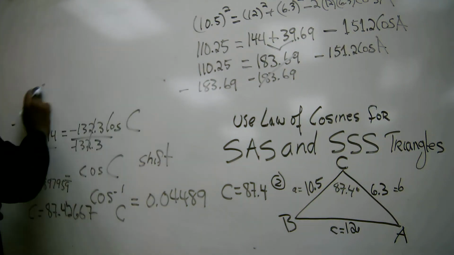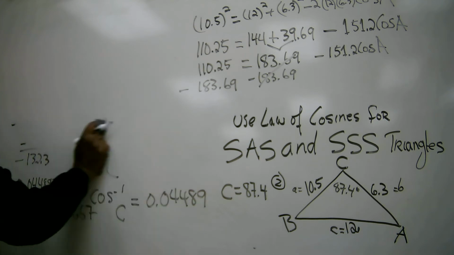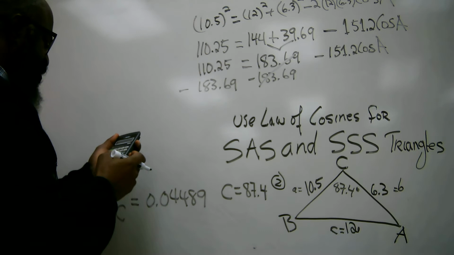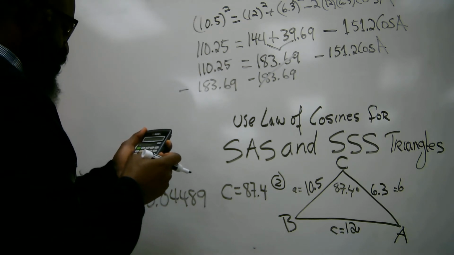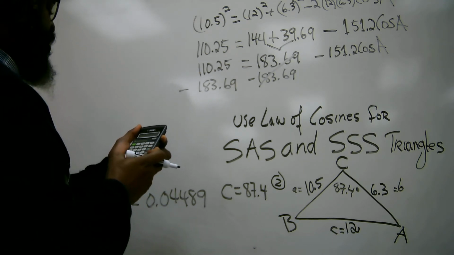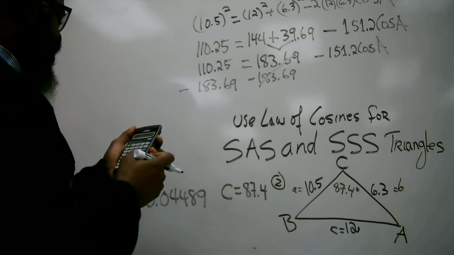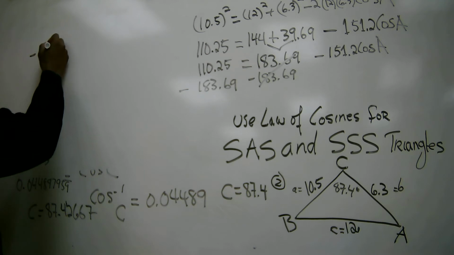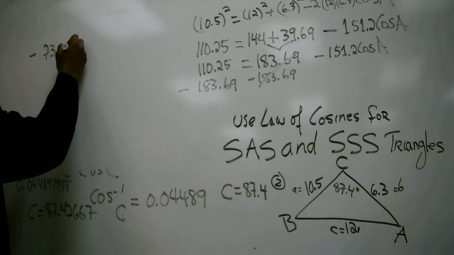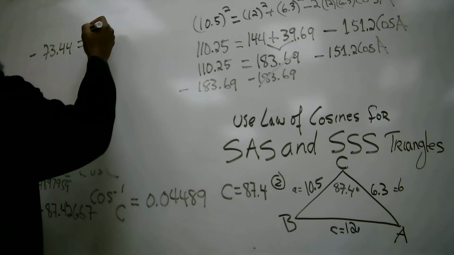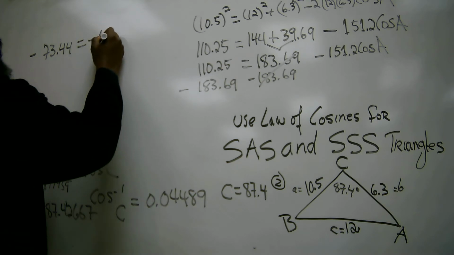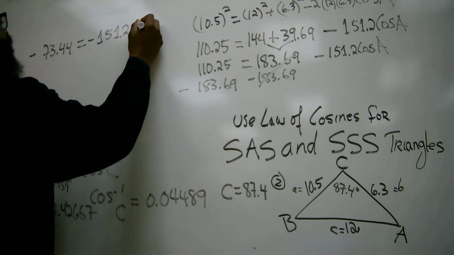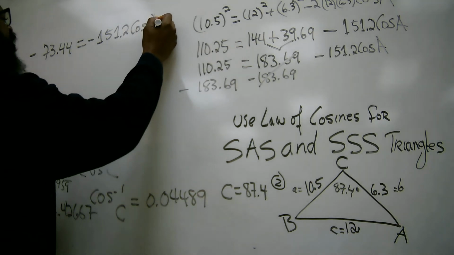I don't need them anymore. Alright, and I subtract this from there, 110.25. I end up with negative 73.44 is equal to negative 151.2 cos A. I'm looking for angle A.